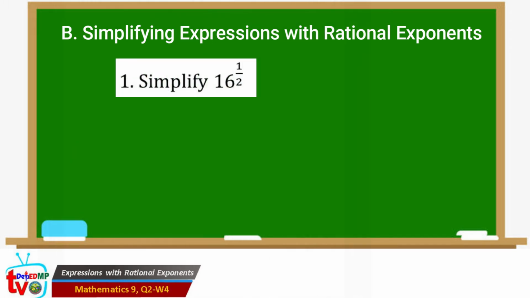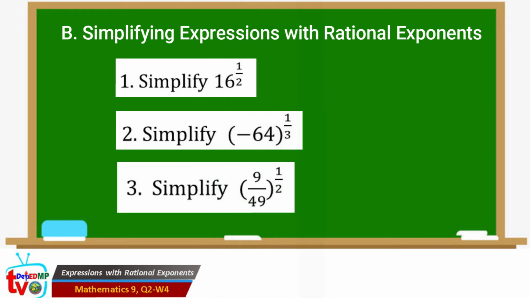For numbers 1, 2, and 3, the numerators of the rational exponents are all positive 1, isn't it? It is easier to simplify an expression with rational exponent if the numerator of the exponent is 1 or positive 1.